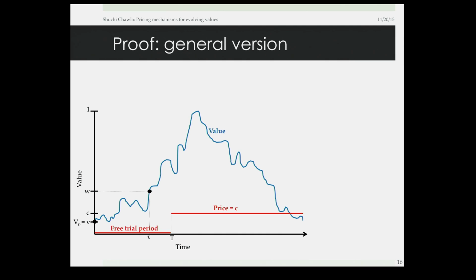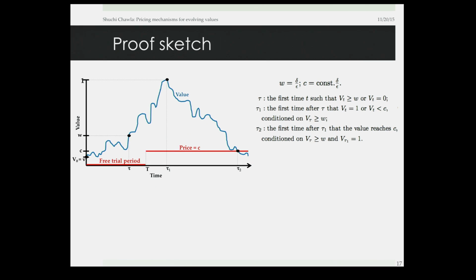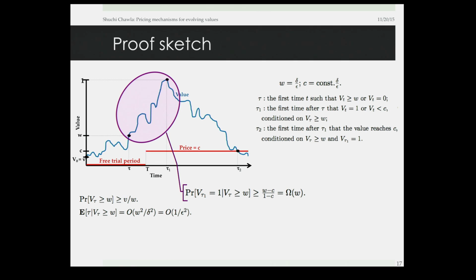But then we set this checkpoint in such a way that it is achieved quickly. So this time around we may be quick here, we're going to look at 3 different events. First, the initial part of the process, where we argue that with some probability the value is going to climb to this checkpoint W before the free trial period ends. Then the next stage, where there's a good probability that this value will keep climbing all the way up to 1 before it goes down to the price C.